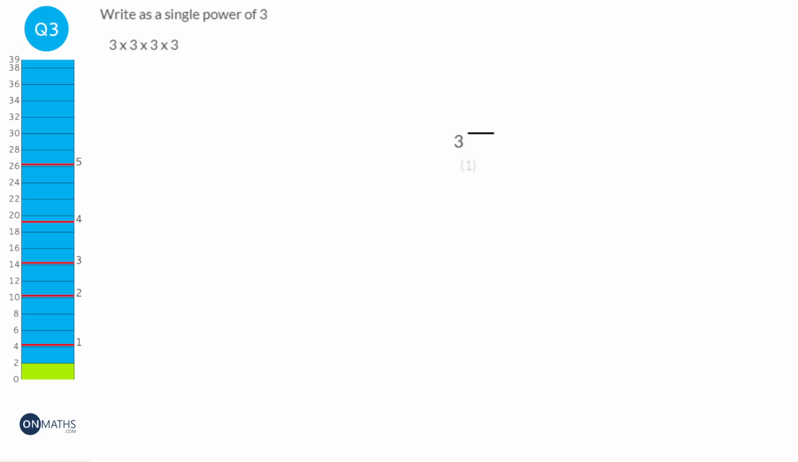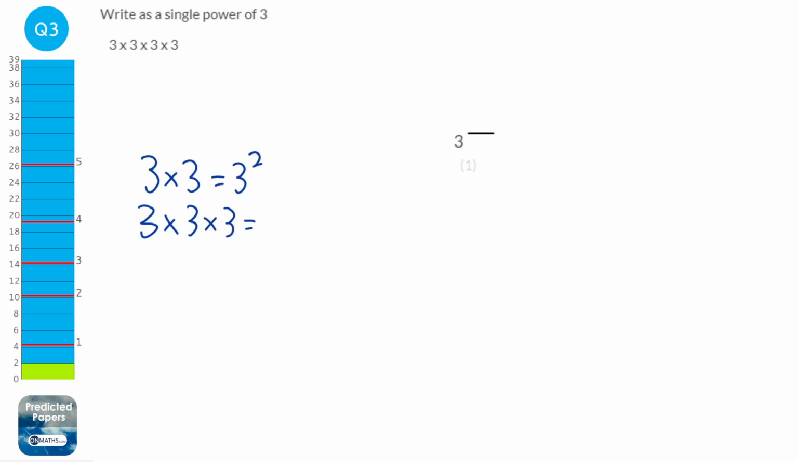When a number is times by itself twice, we write it as 3 squared, or that number squared. When it's times by itself 3 times, we do 3 to the power of 3, or that number to the power of 3. So when we've got something times by itself 4 times, it's just going to be that number to the power of 4.